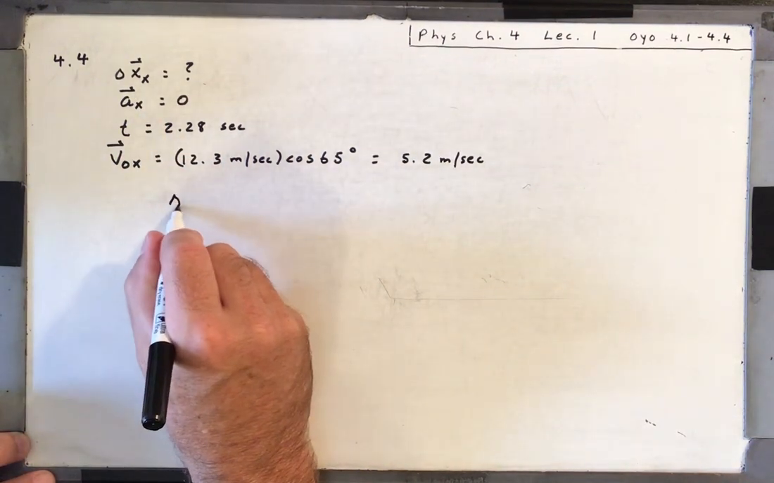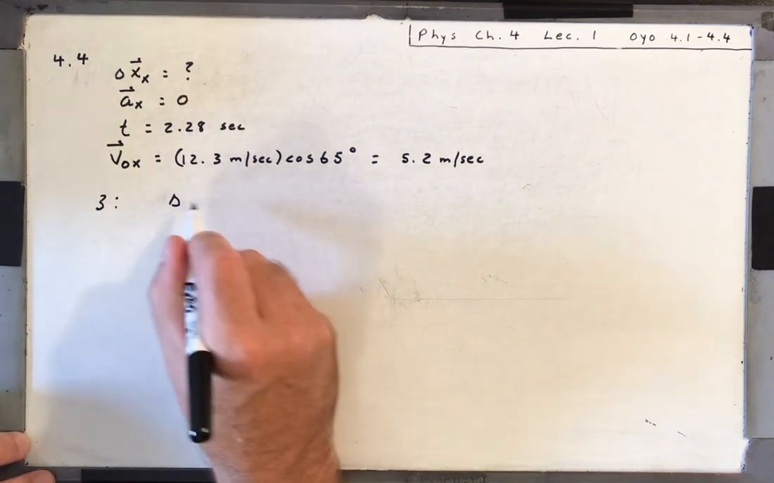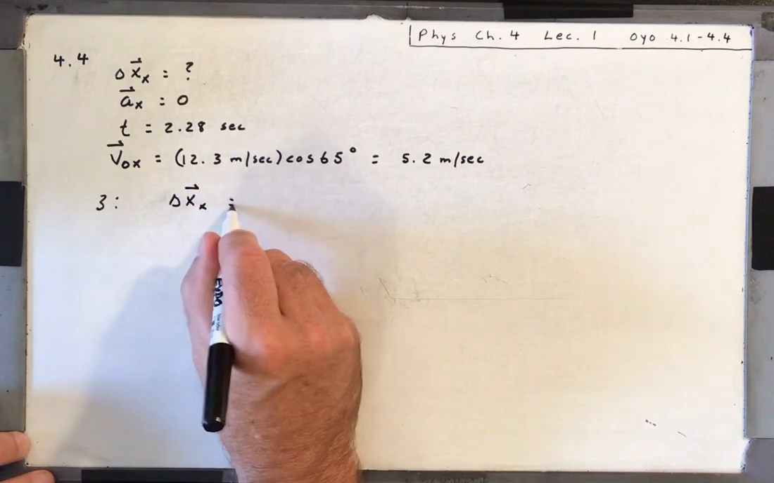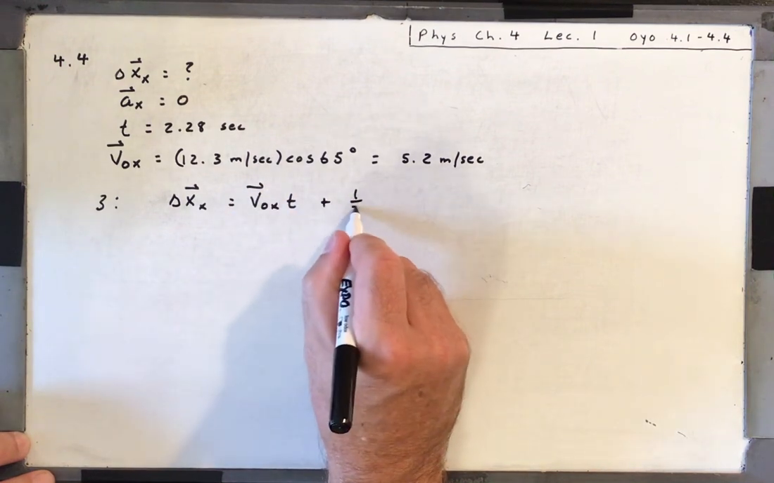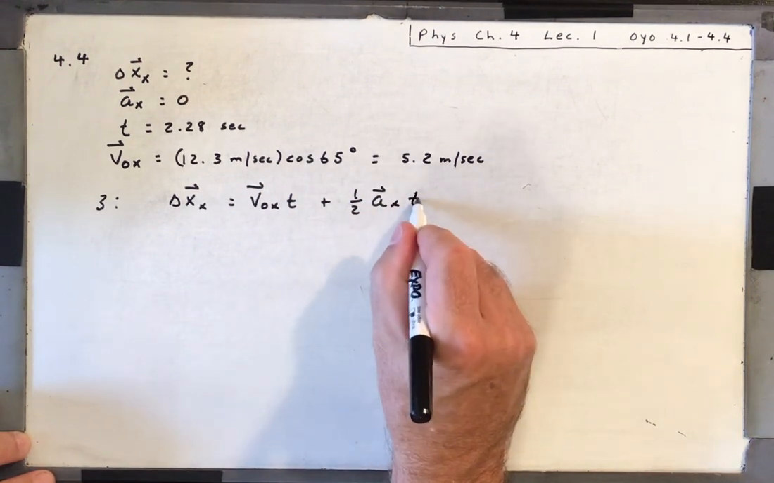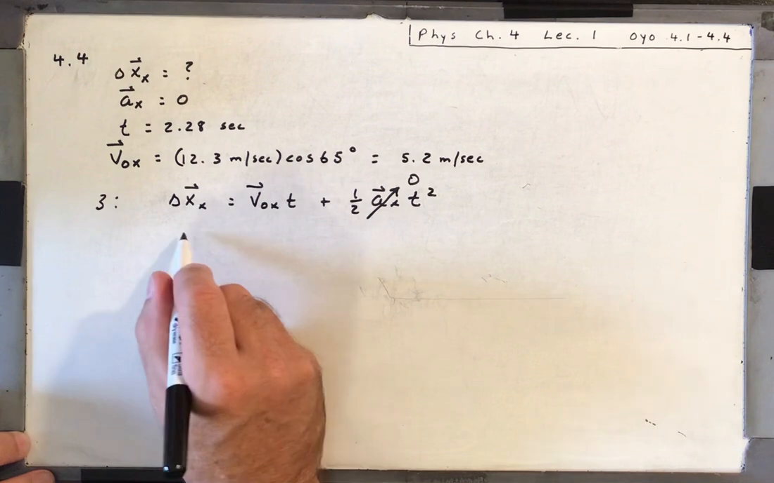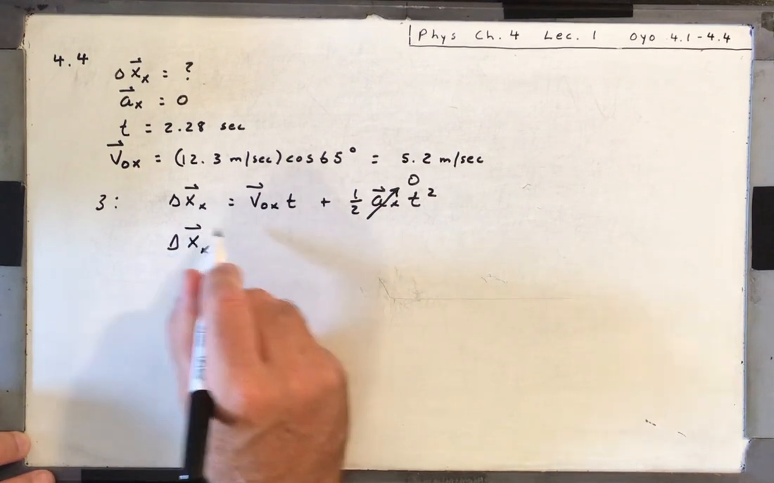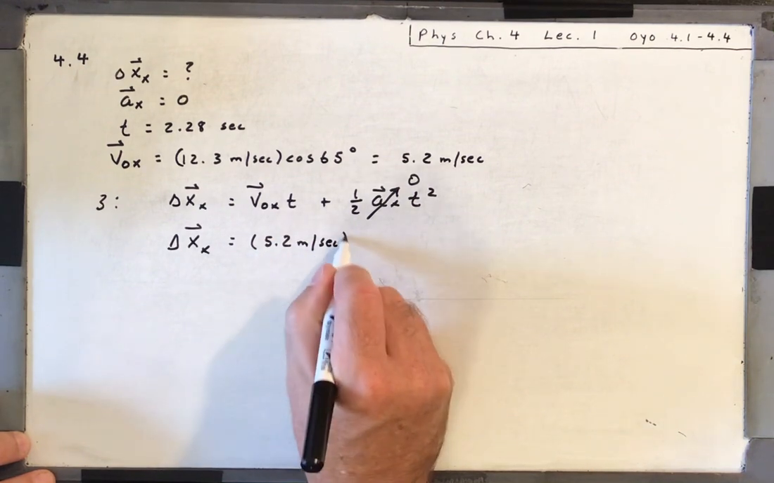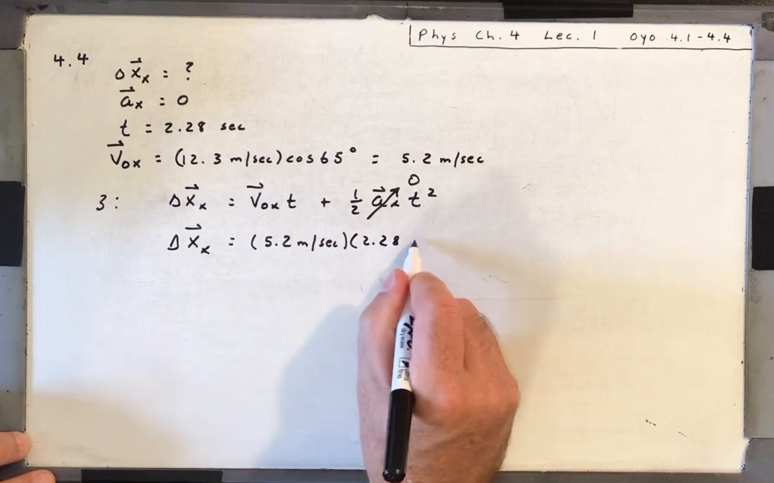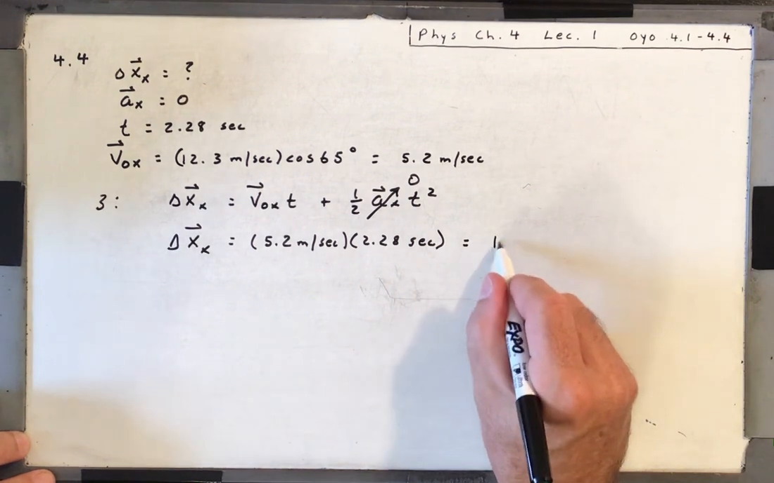So if you think about this, we have time, we want to know delta x, it's probably equation 3. Delta x sub x is equal to Vox times t plus 1/2 times a sub x times t squared. But a sub x is 0, so that all goes to 0. So delta x sub x ends up being pretty easy. We figured out that Vox is 5.2. We know that the time is 2.28 seconds. So how far apart? That's 11.86 meters.